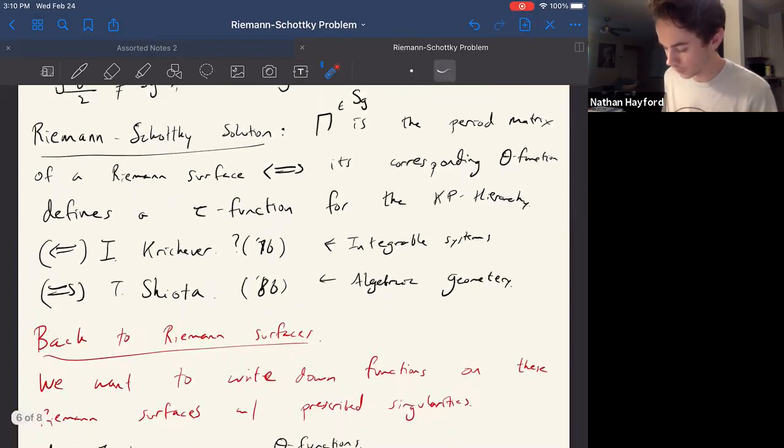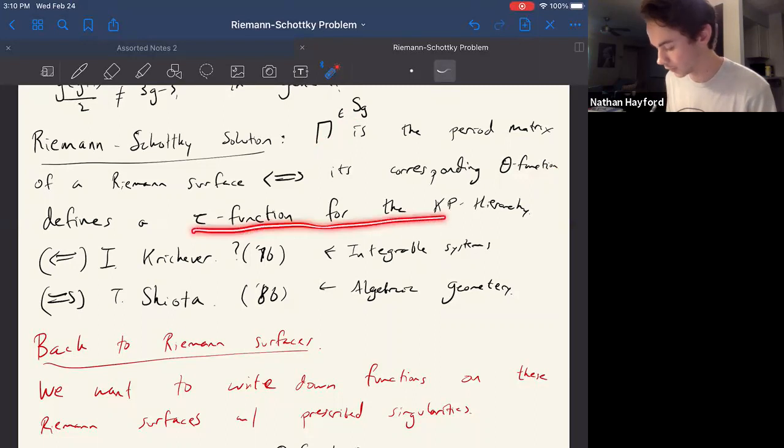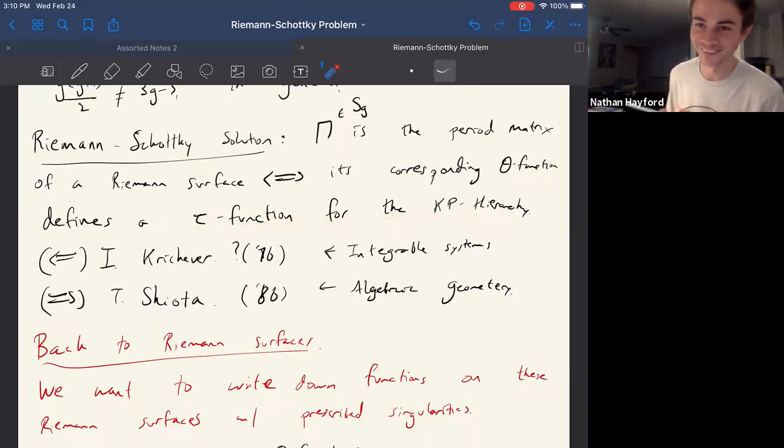So the converse to this Riemann-Schottky problem, or sorry, not the converse, but the actual solution, is going to be the following. One of these matrices is the period matrix of a Riemann surface if and only if its corresponding theta function defines a tau function for the KP hierarchy. So hopefully we'll define all of those words today in some form.